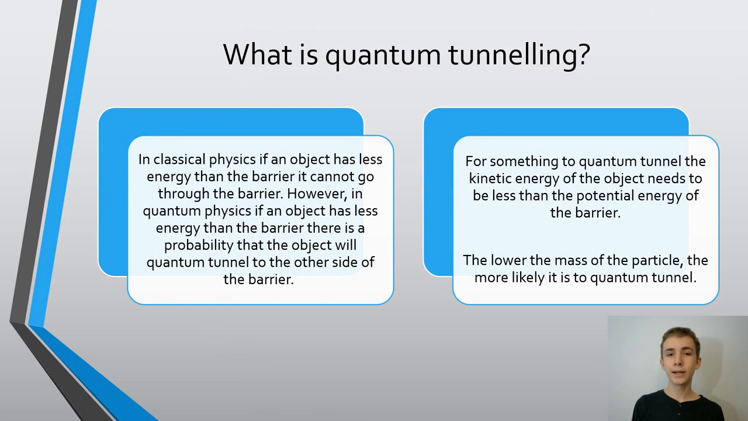What is quantum tunneling? In classical physics, if an object has less energy than the barrier, it cannot go through the barrier. However, in quantum physics, if an object has less energy than the barrier, there is a probability that the object will quantum tunnel to the other side of the barrier. For something to quantum tunnel, the kinetic energy of the object needs to be less than the potential energy of the barrier, and the lower the mass of the particle, the more likely it is to quantum tunnel.